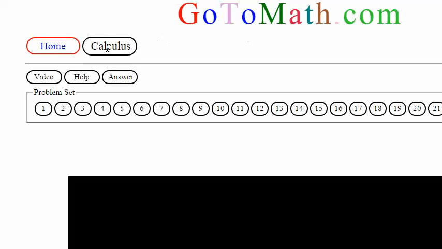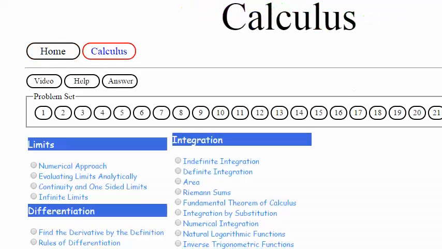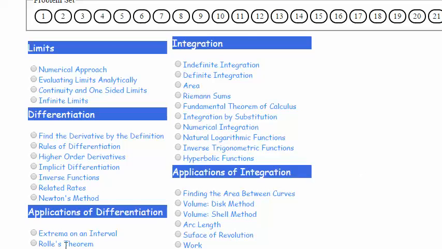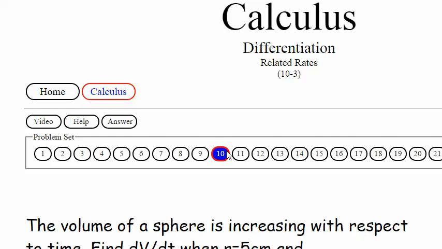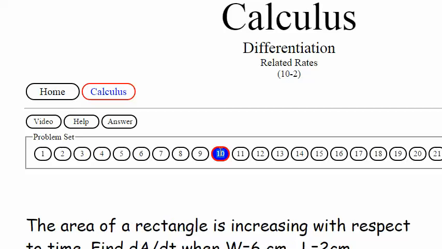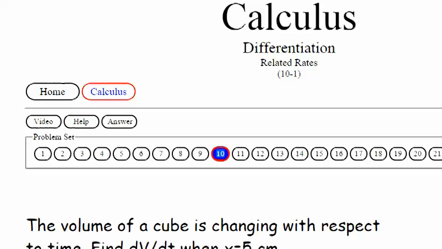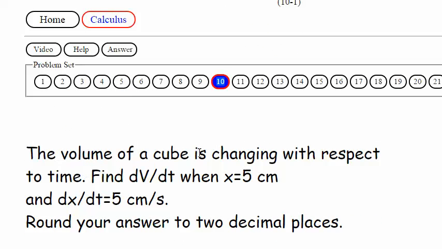We're at gotomath.com, working some calculus. Let's go down to related rates and click on 10. Oh, that's what I wanted. I wanted 10-1 and I click, there it is. Okay, we've got the volume of a cube is changing with respect to time. Find dv over dt when x equals 5 centimeters and dx over dt equals 5 centimeters per second. Round your answer to 2 decimal places.